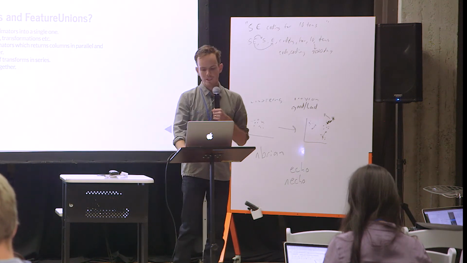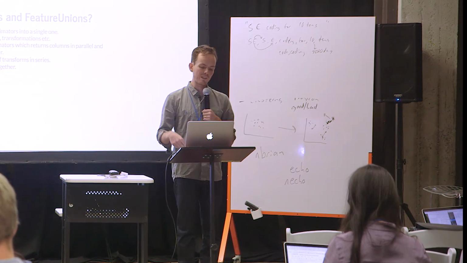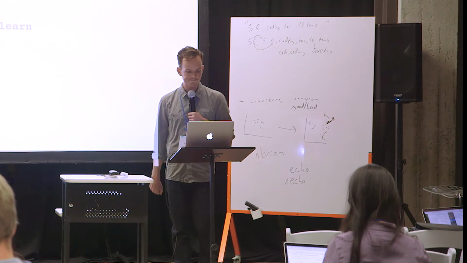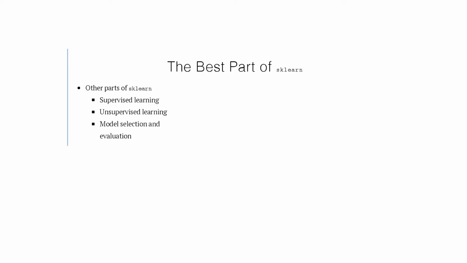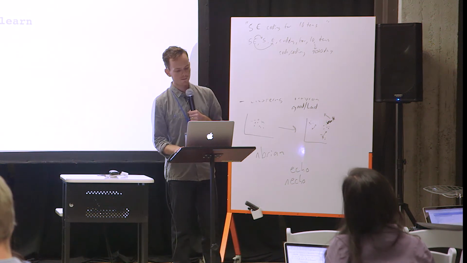Okay, so we're gonna use both pipelines and feature unions separately and then ultimately together. I'm calling this the best part of SciKit-Learn, and that's better than even the supervised learning, unsupervised learning, model selection and evaluation. It's going to augment all of these things and make us a little bit better at all of these tasks, so that's pretty cool.